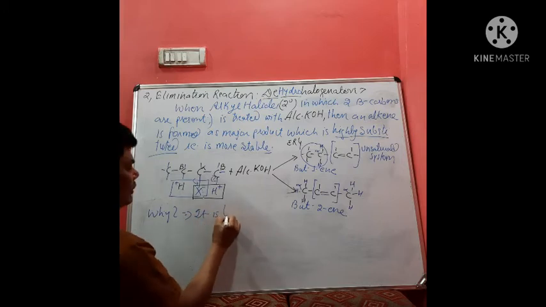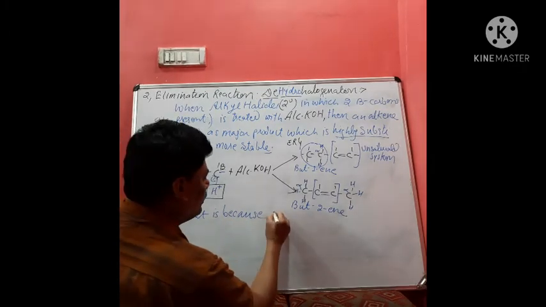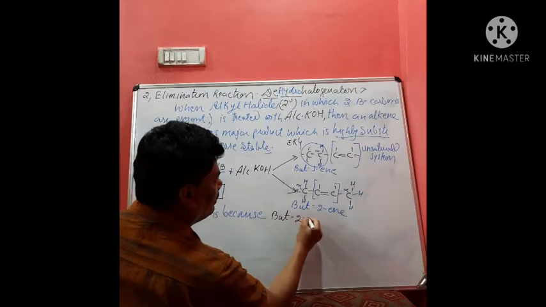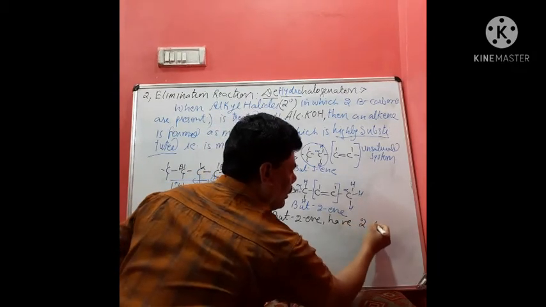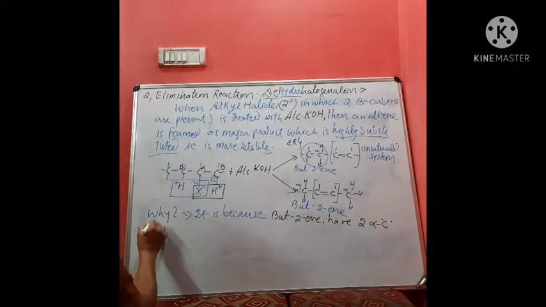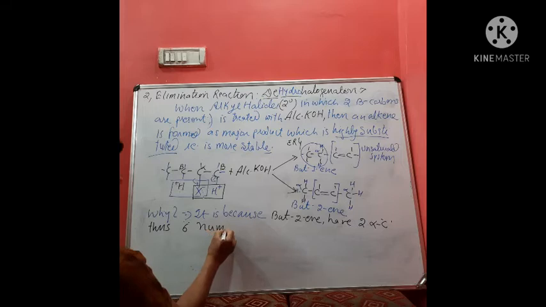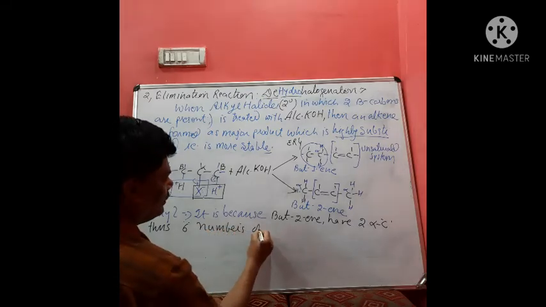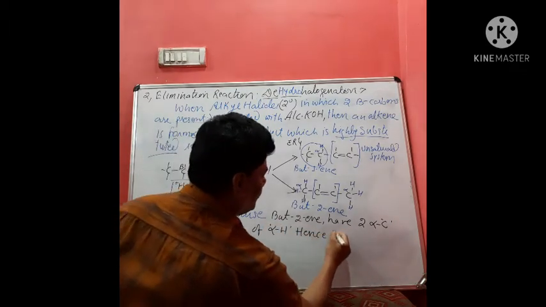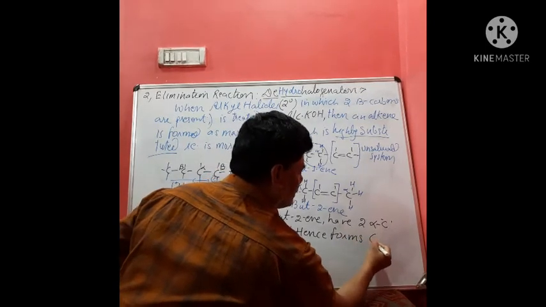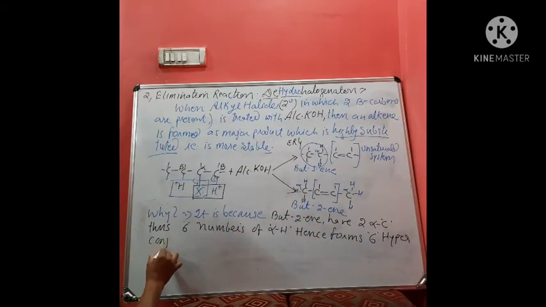It is because but-2-ene has 2 alpha carbons, thus 6 alpha hydrogens, hence forms 6 hyperconjugated structures.